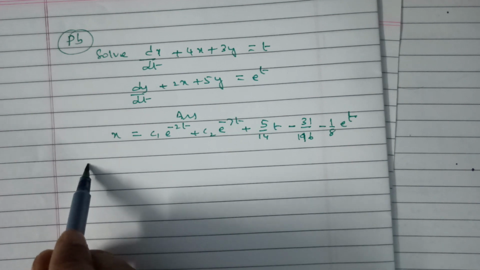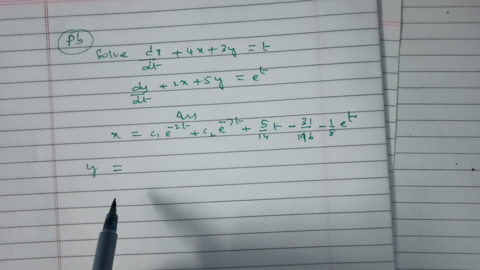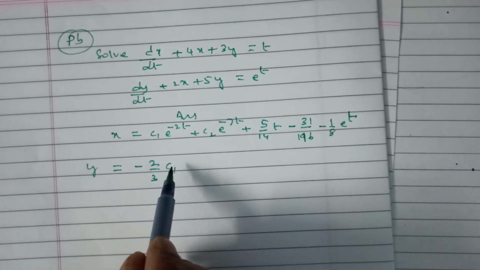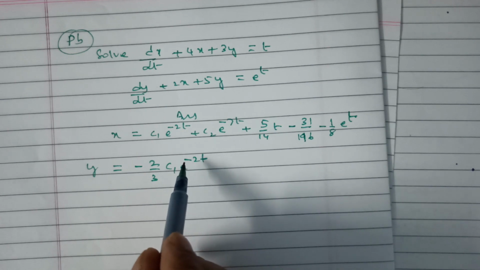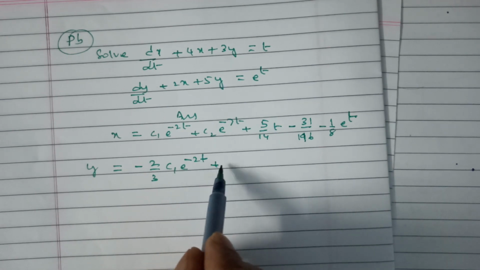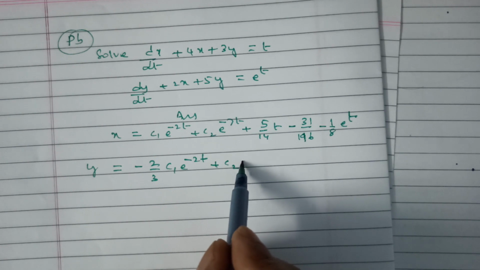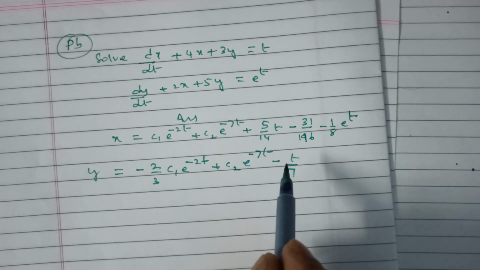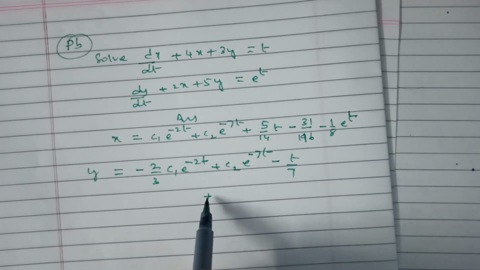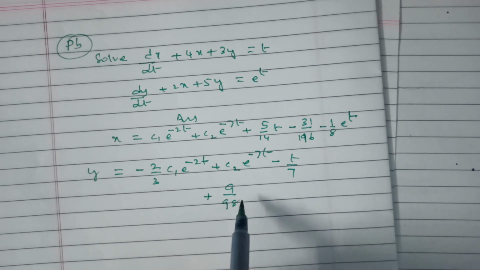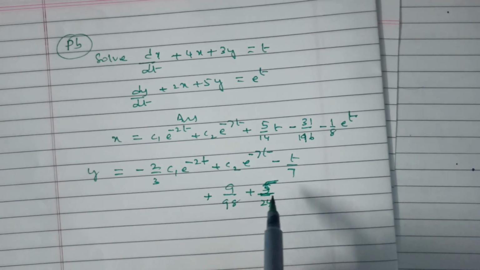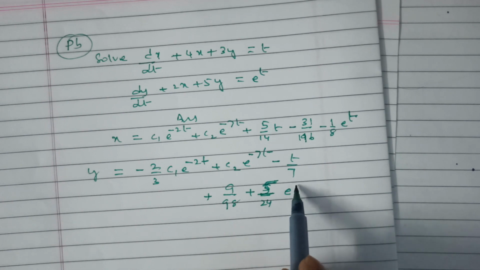And the variable y is equal to minus 2 by 3 c1 e power minus 2t plus c2 e to the power of minus 7t, minus 5t by 7, plus 9 by 98, plus 5 by 24 e power t.